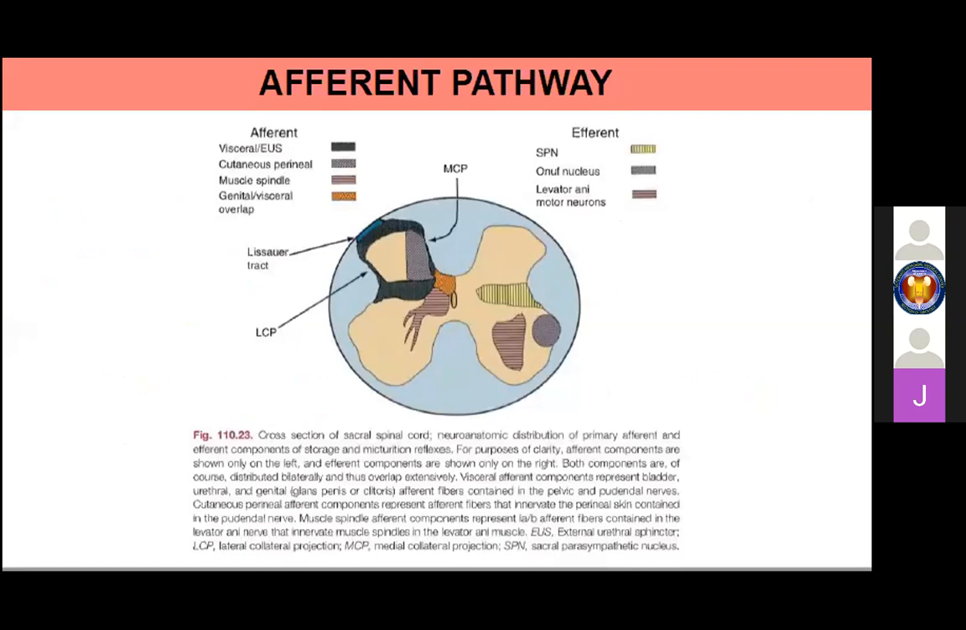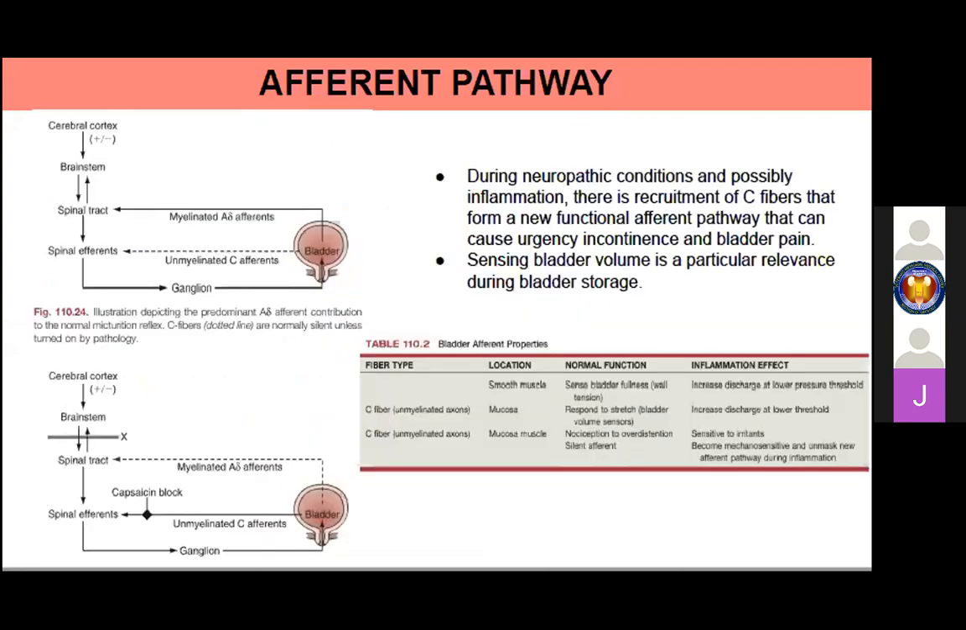Here is just a picture showing the pathways. It's a cross-section of the spinal cord. On the left side, you can see the afferent pathways, and on the right side the efferent. But it's bilateral. For this picture, it just shows you where the pathways are located on the spinal cord. Next, please.